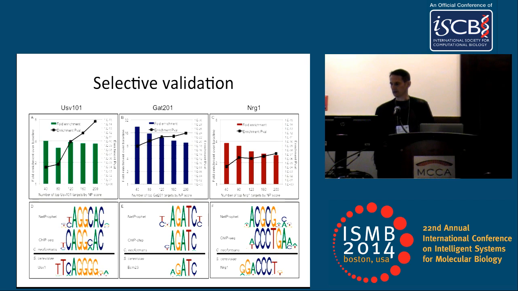And what you can see is that for USV1, the net profit motif and the ChIP-seq motif aligned very well. For GAT201, you also see a strong similarity between the two motifs. For NRG1, there are some significant divergences.